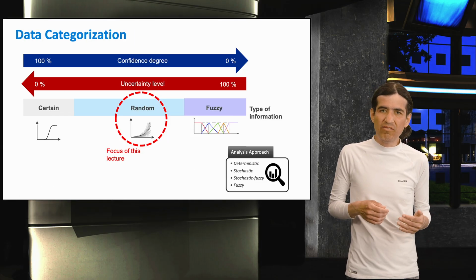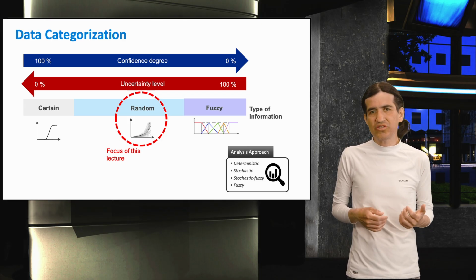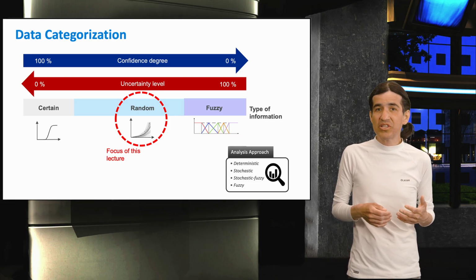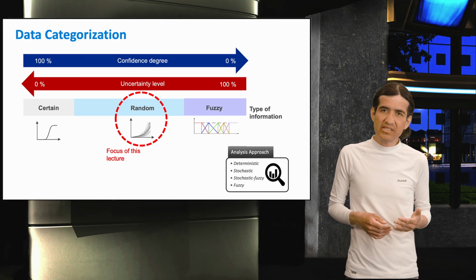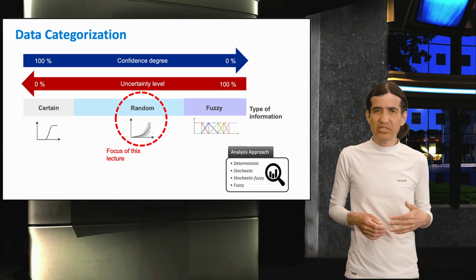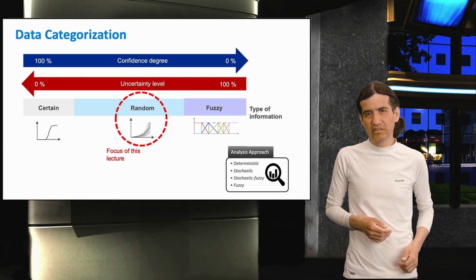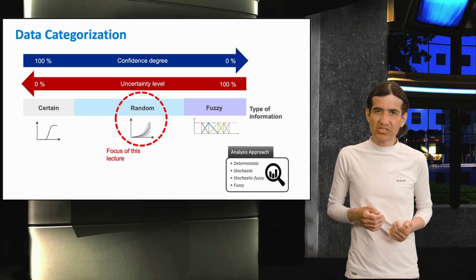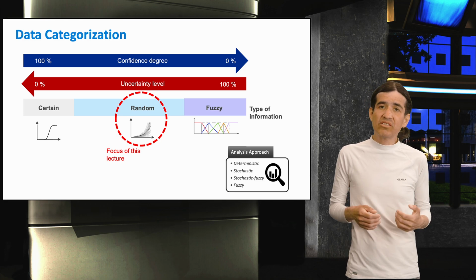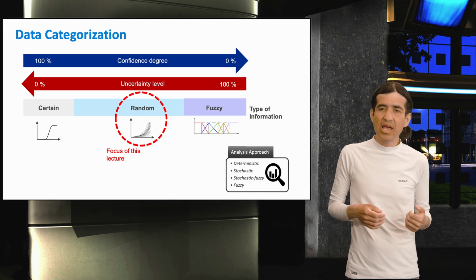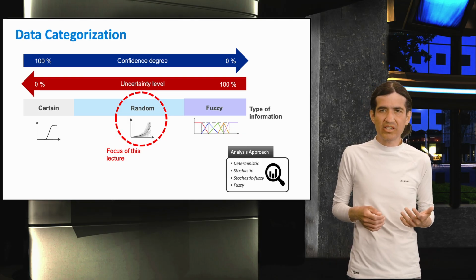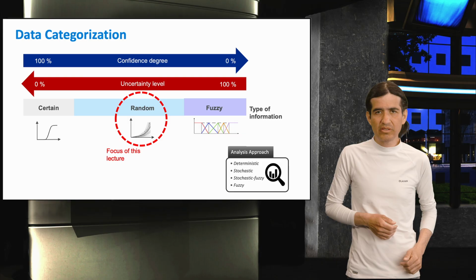In probabilistic power flow, input data can be categorized based on the relationship between confidence degree and uncertainty level, which guides both how data is interpreted and which analysis method is appropriate. When confidence is very high, like close to 100%, and uncertainty is negligible, the data is considered as certain. In this case, deterministic power flow approach is sufficient, as inputs are treated as fixed and reliable values.